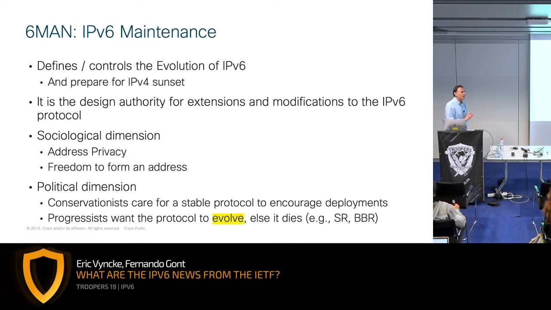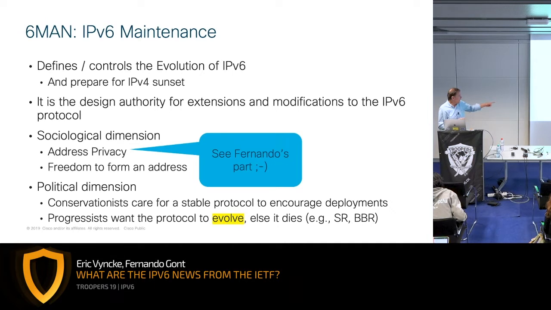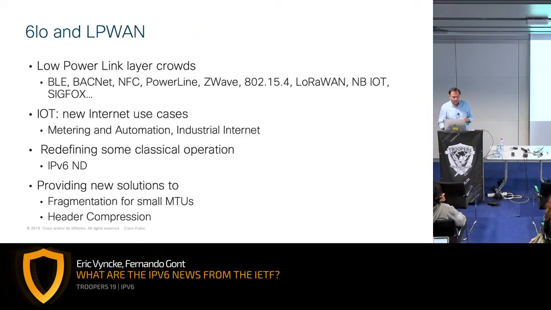Of course, one big interesting working group is 6man. It's called IPv6 Maintenance, the maintenance of all the existing RFCs. Basically, everything where you need to change one bit in an IPv6 packet needs to go there. You want to change an array, it needs to go there. You want to change the protocol timers, it goes there. So they are basically the gatekeeper for all the changes, including address privacy, which is what Fernando will talk about in the second part of this talk.